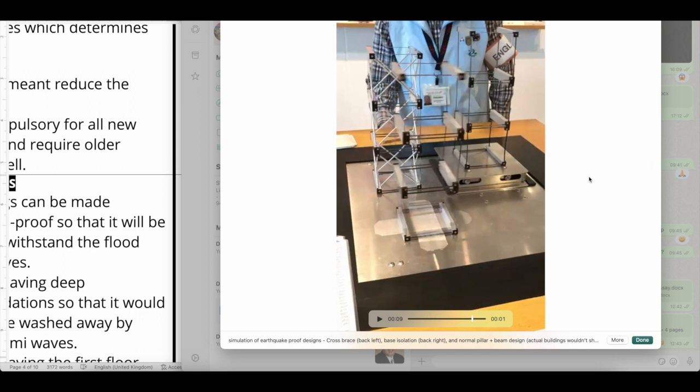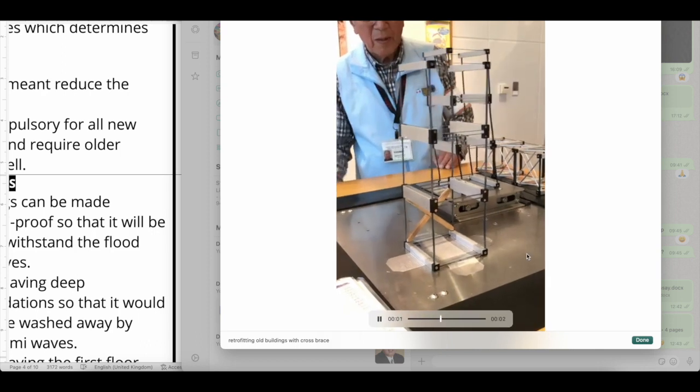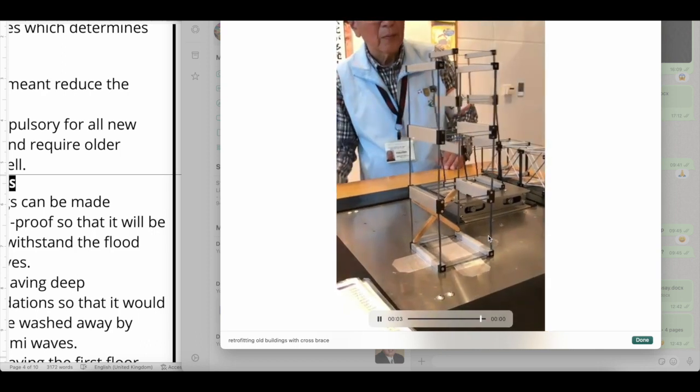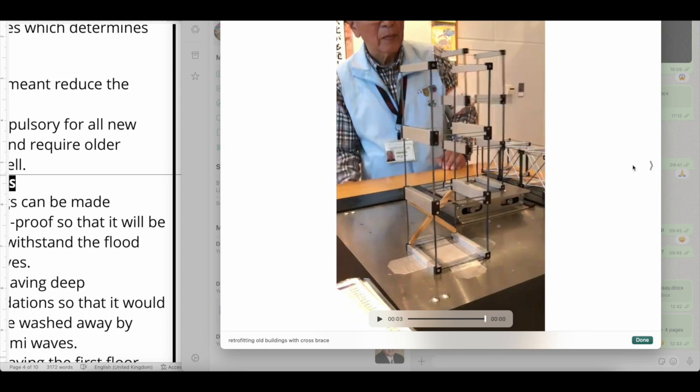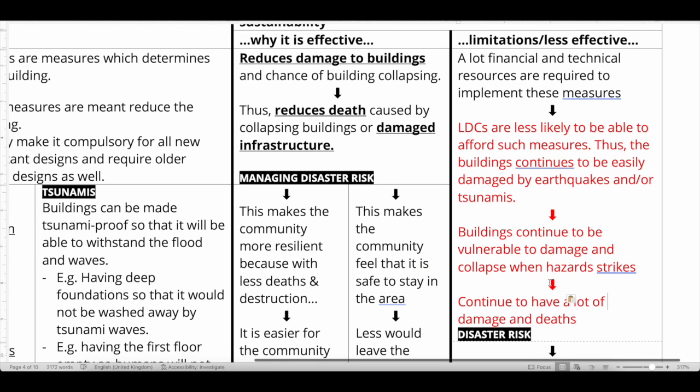Okay, so the cross bracing is one way they can quickly add on to older buildings to make them hazard resistant. Here's another way they do it. They add this cross brace and then a thicker wall over here to secure it, and you can see what happens to it. You can see that it shakes a lot less than just now, right? So earthquake resistant building is mostly effective these days already.